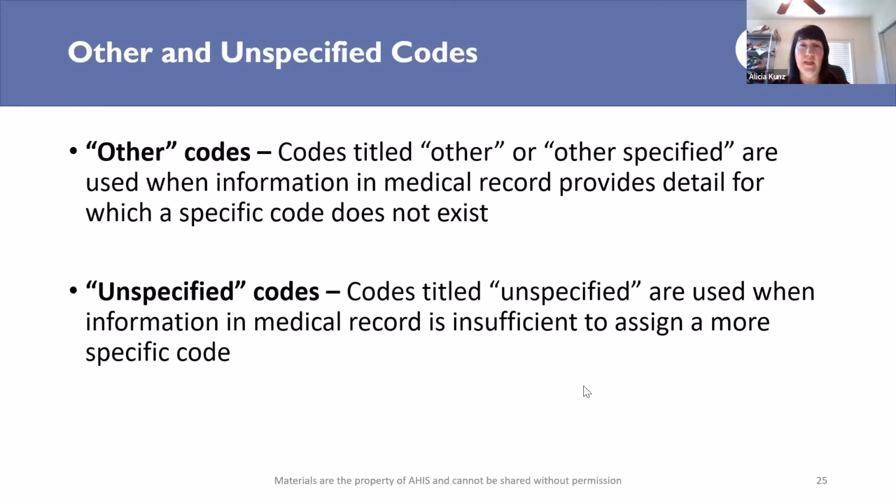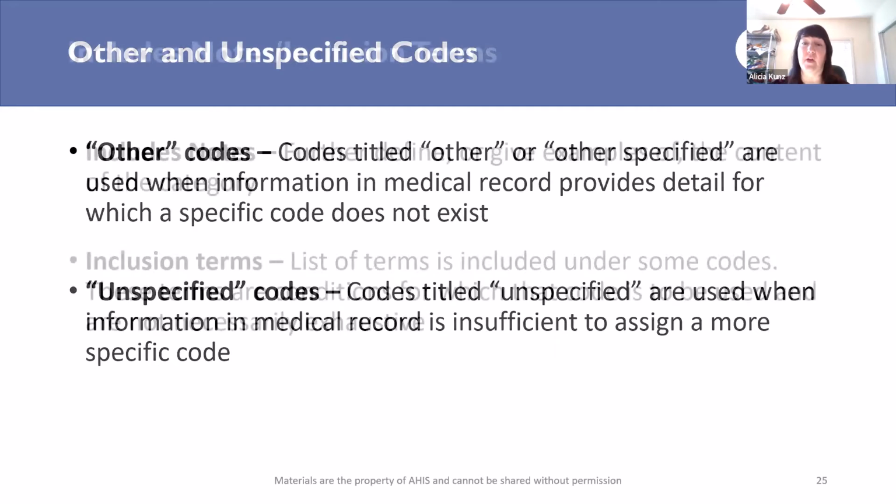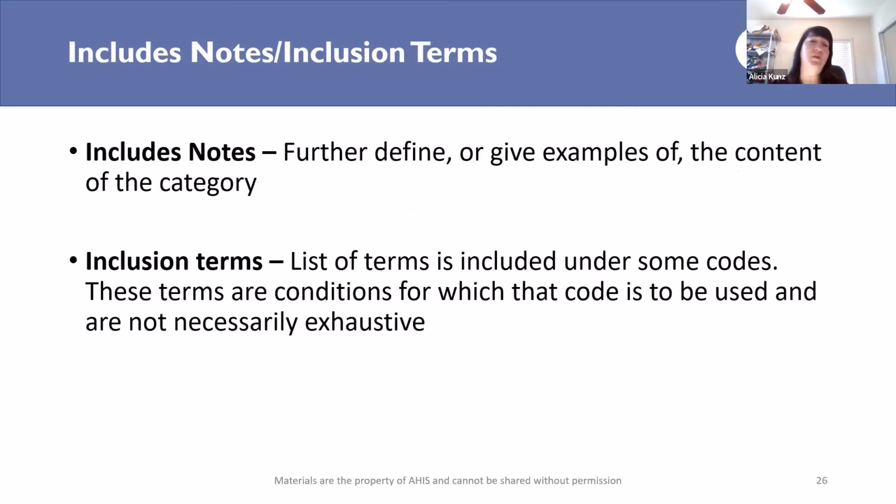Other codes, so if you see codes that have the words other or other specified, you will use these when the information within the medical record provides detail for which that specific code doesn't exist. And then again, unspecified, meaning we just don't have enough information to assign a better, more specific code. Includes notes will further define or give examples of the content. A lot of times you're going to see a list of terms that are included within a code. They're not going to be exhaustive, but it'll give you the main ones.